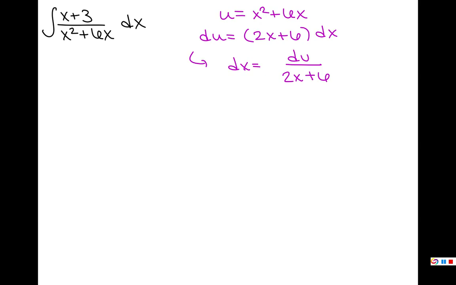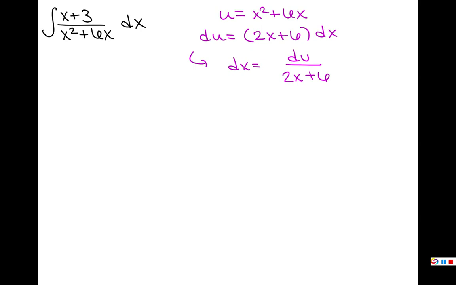If that didn't make sense to you, that's fine. I guess what I'm trying to say is sometimes you just have to guess what the u is, see if it works. If it doesn't, try something else. So let's see what happens when we let the denominator, x squared plus 6x, equal our u. We would compute the du, so the derivative is 2x plus 6. So du is 2x plus 6 dx. To solve for dx, we have to divide by the 2x plus 6.